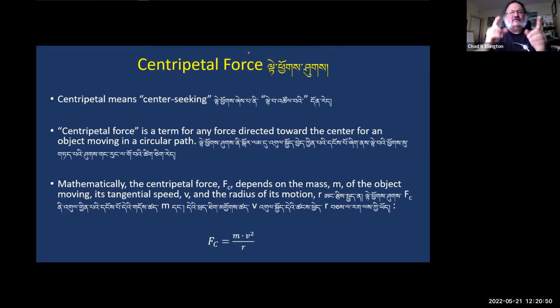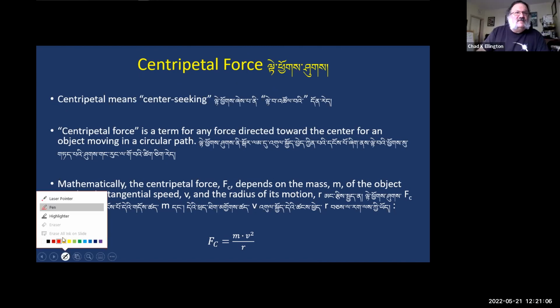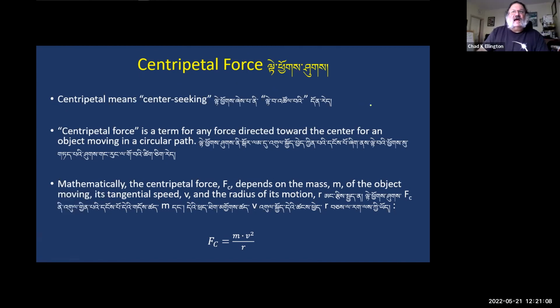So we should get to this bit about centripetal force, and it's closely related to centripetal acceleration. The word centripetal means center seeking, and we saw earlier how the accelerations of the beetle and ladybug were towards the center.